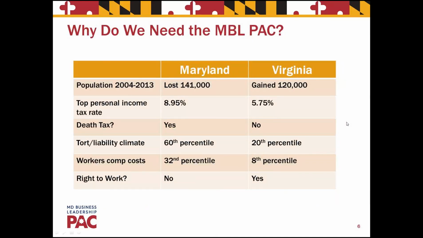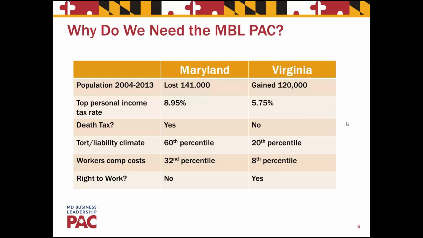So Maryland in the years 2004 to 2013 actually lost population. We lost 141,000 people, whereas Virginia gained 120,000. I don't know this to be true, but I wouldn't be surprised at all if we lost a good chunk of that when our legislature introduced the millionaires tax and everybody said, bye-bye, I don't need to pay that. We need to get those people back, and we're starting to get some of them back.